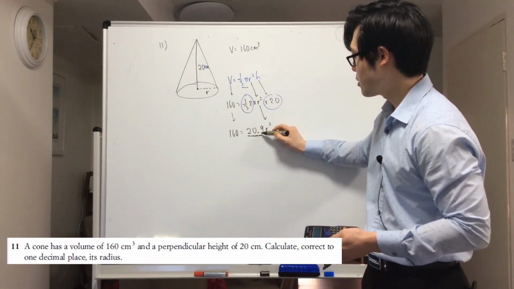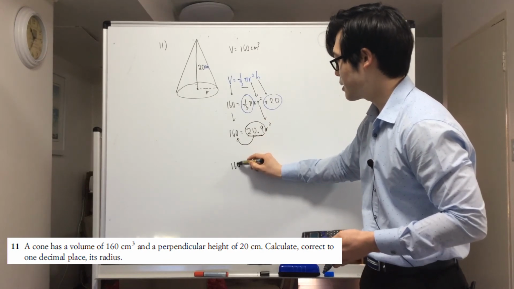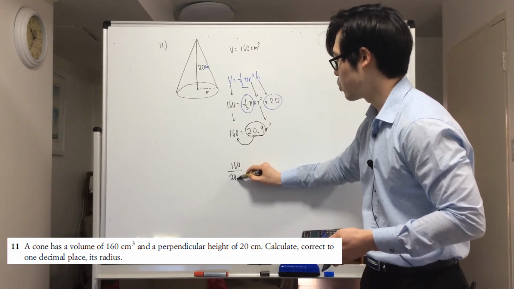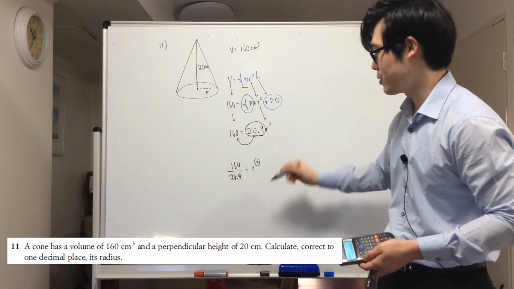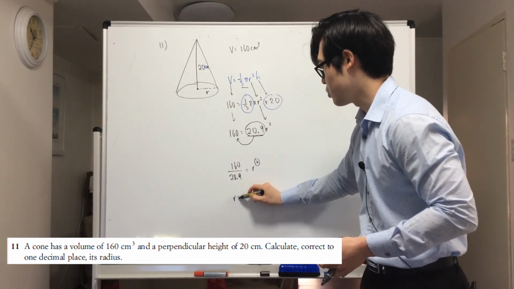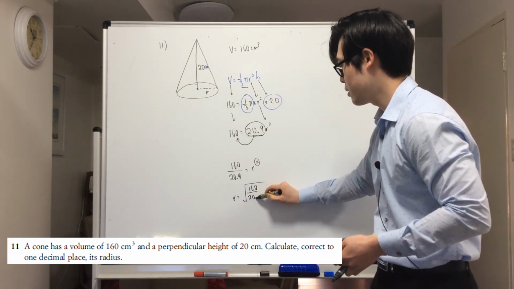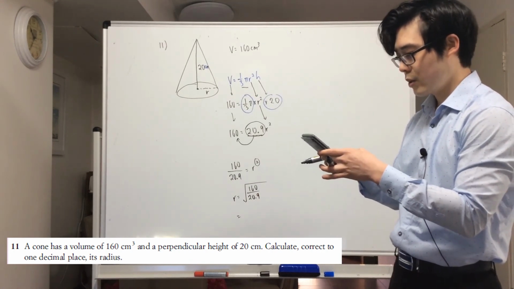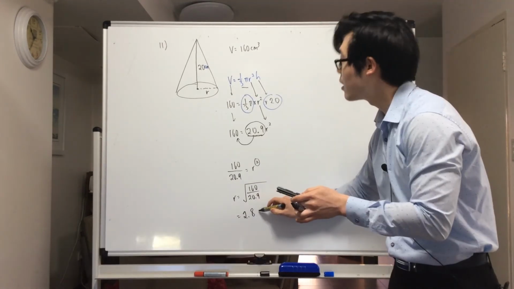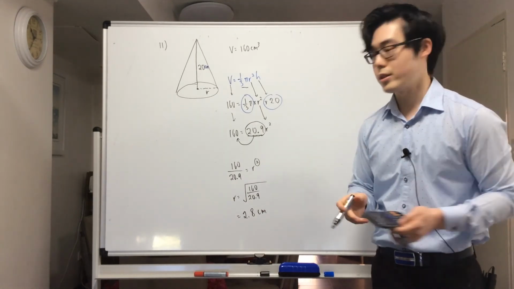20.9 r squared, so we want to get rid of this number now, so divide it under. So 160 over 20.9 is equal to r squared. Now the final step is to get rid of the squared, which you just do by square rooting it, okay? And evaluating this whole thing will get you the answer, which is, all right. So this is how you would do questions like this.